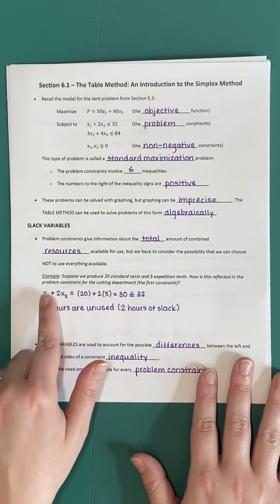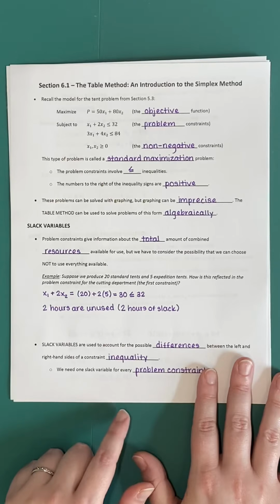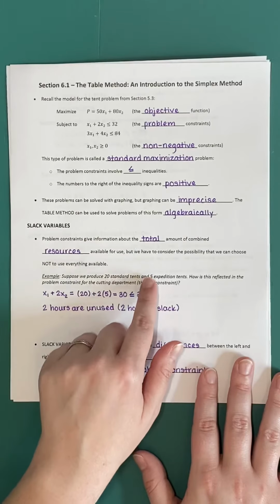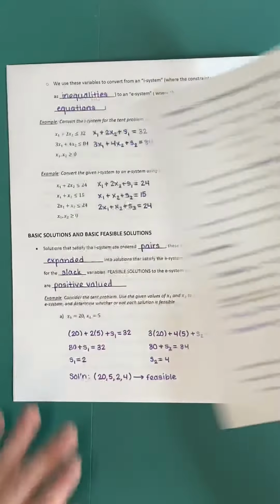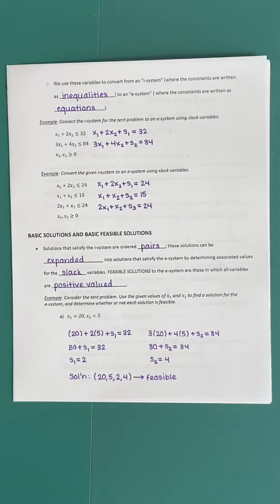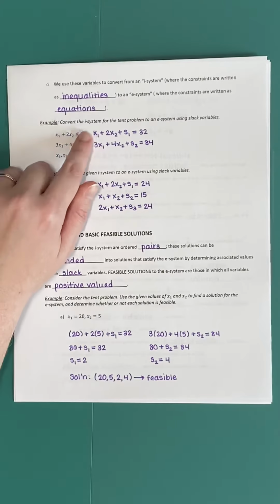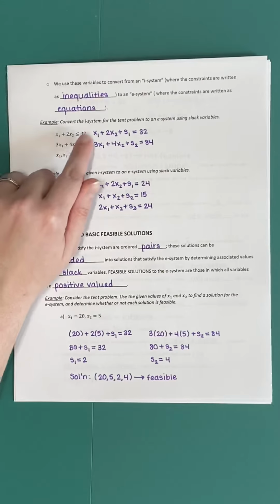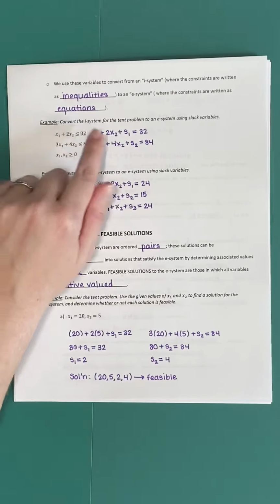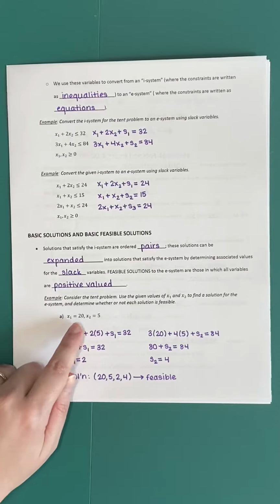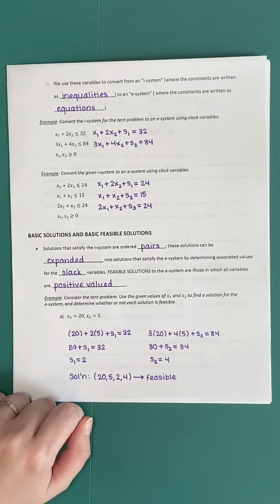So we just want to finish this out and take it one step further. In other words, big picture, what happens if we manufacture 20 standard tents and 5 expedition tents? Now I'm looking at my system of equations though. So this was the E system. This is what we got when we converted the inequalities for the tent problem to equations that now had slack variables.